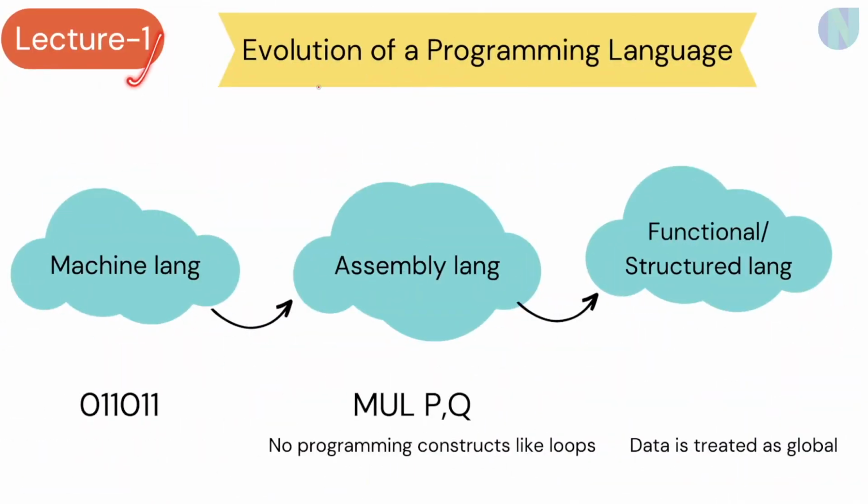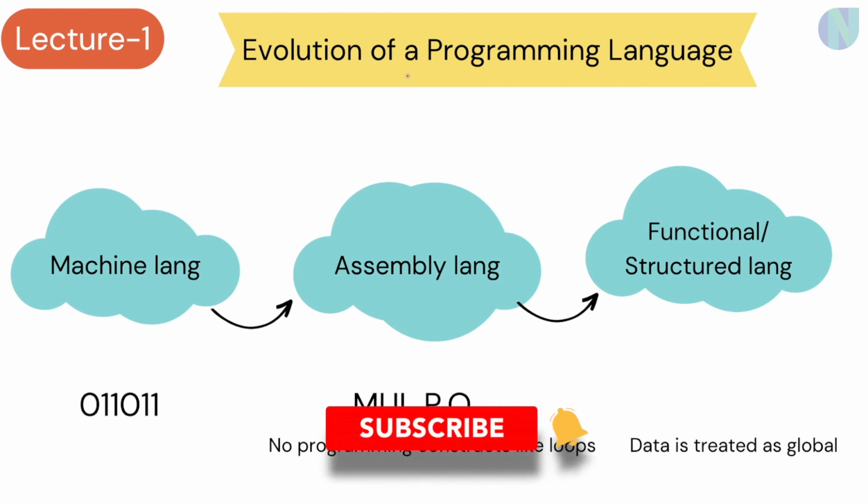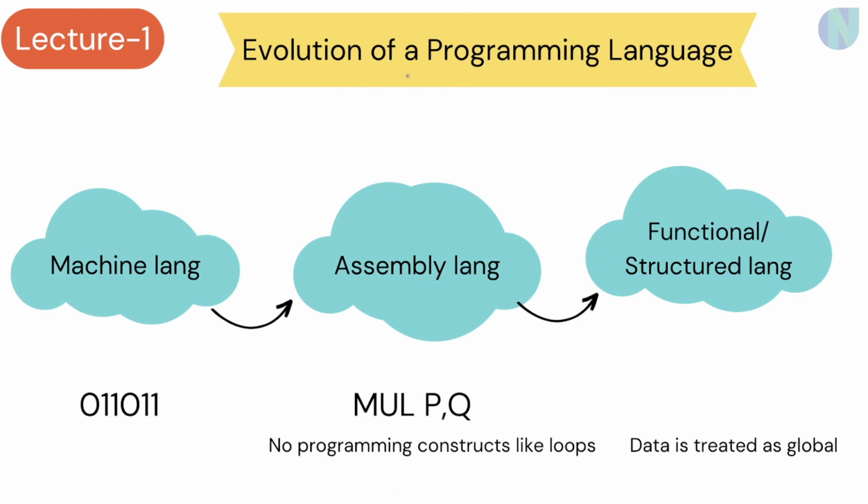So in the lecture 1 we read about evolution of programming language. So here evolution of programming language basically implies how we evolved to a programming language, like how the evolution of programming language took place, all the stages which were covered in the introduction of programming language.